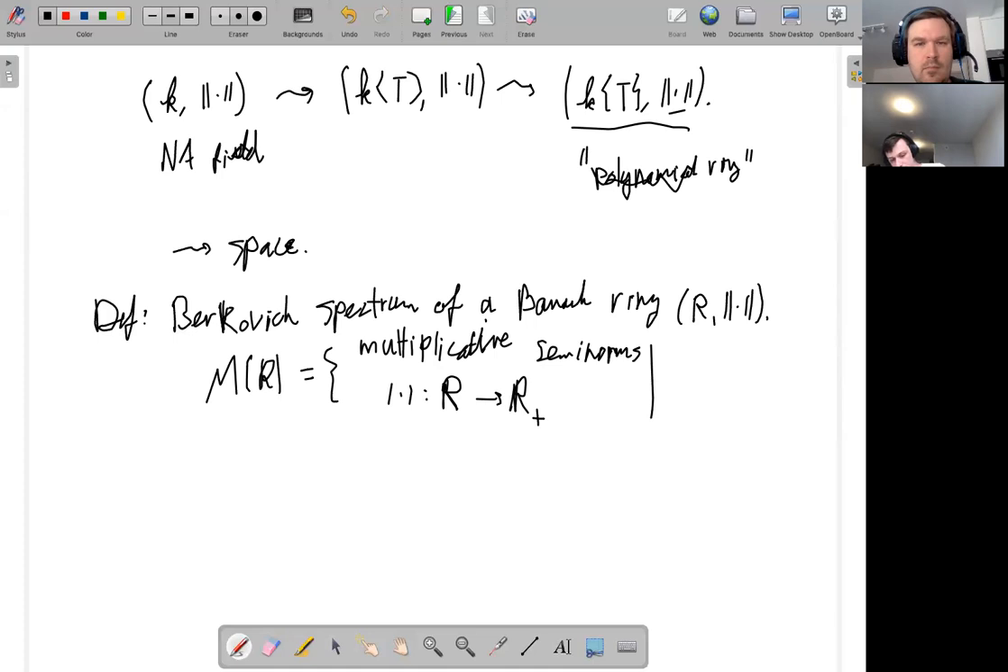such that the norm of the element 1 is 1, and the seminorm of any f is less than or equal to the norm of f under the given norm on R, for all f. If you do a spectrum, you would take prime ideals, but here you take multiplicative seminorms.